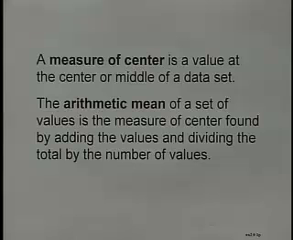One way is the arithmetic mean of a set of values. It's the measure of center that's found by adding the values and dividing by the total number of values. Hopefully that sounds familiar, because an arithmetic mean is just an average. For instance, if you've taken several quizzes, then the average of your quizzes is actually the mean of your quiz scores.